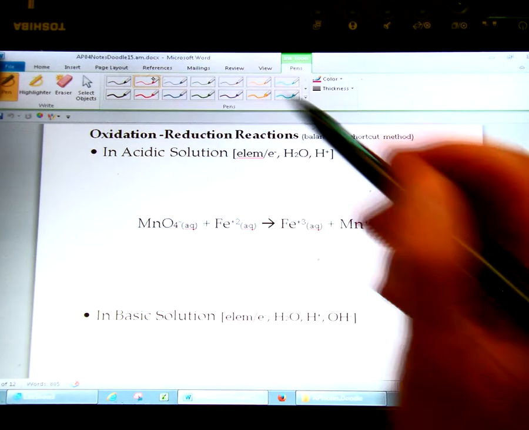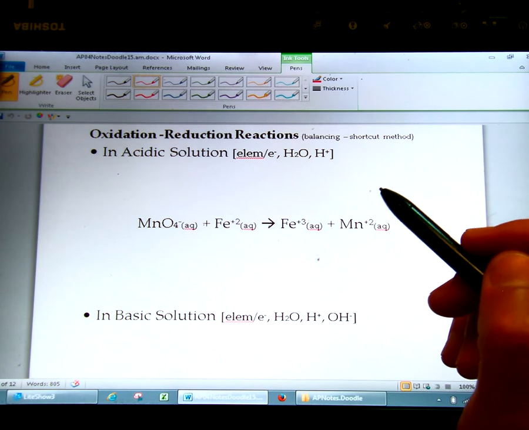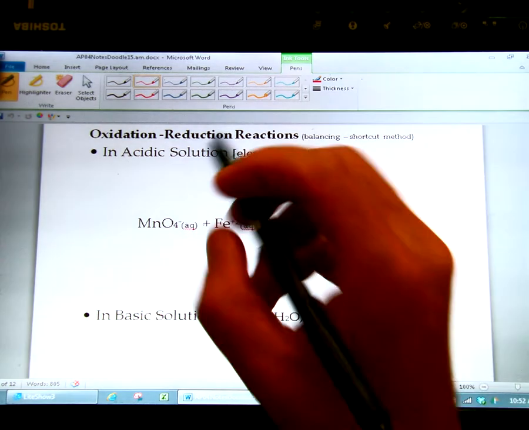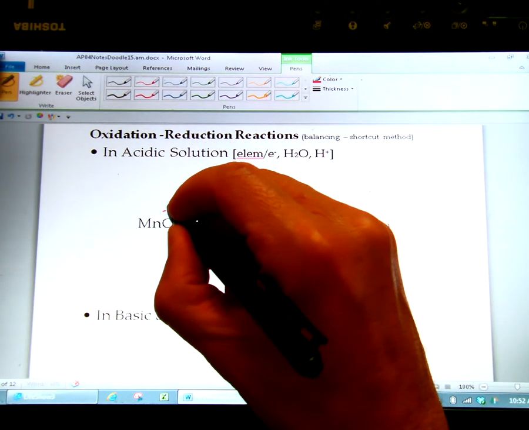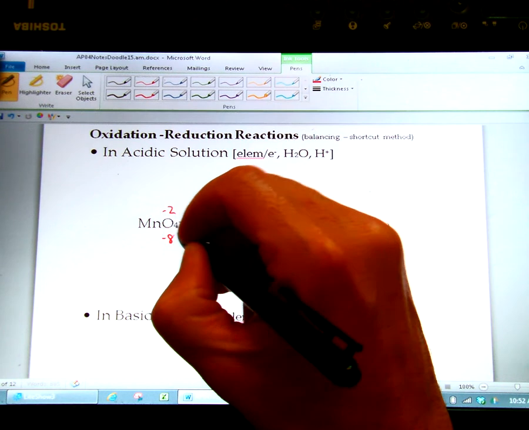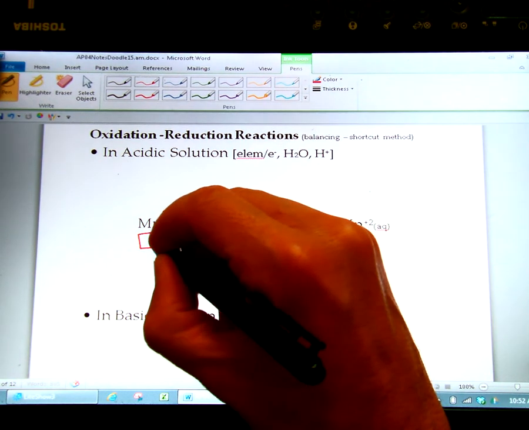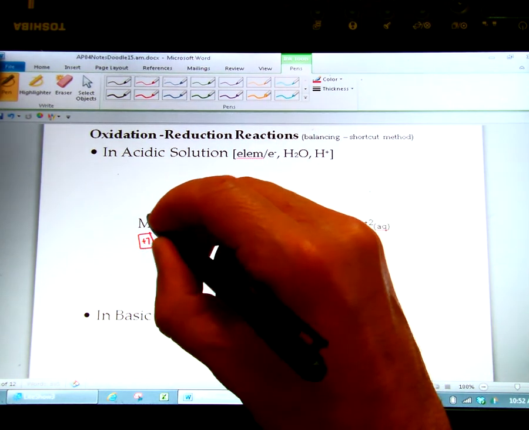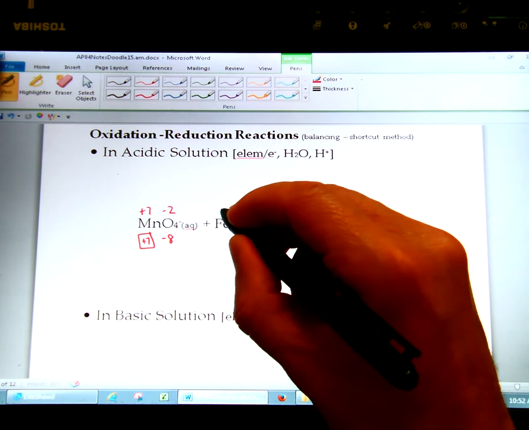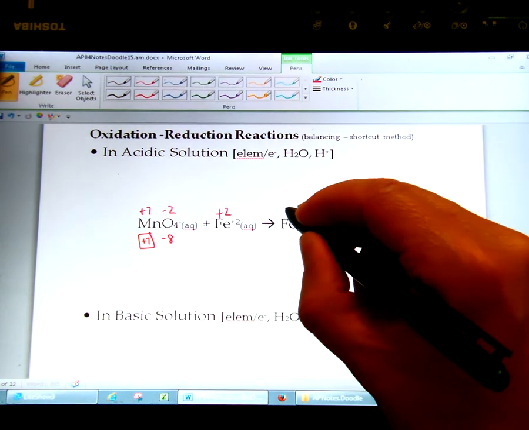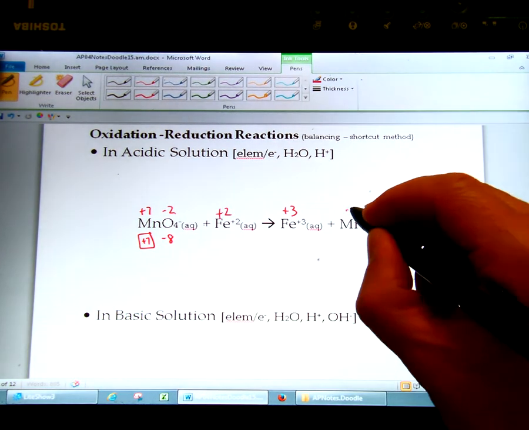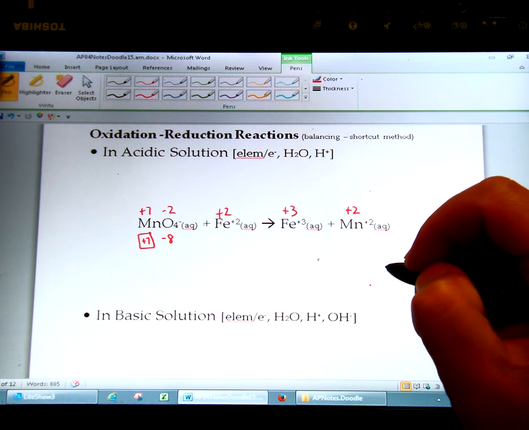The first step that you're going to do is figure out the oxidation numbers of each element. So remember our rules. We know oxygen is -2. The sum of that is -8. Something plus -8 must be -1, so this must be a +7. Iron element by itself with a charge is going to be a +2. Here it's a +3, and here Mn is a +2.